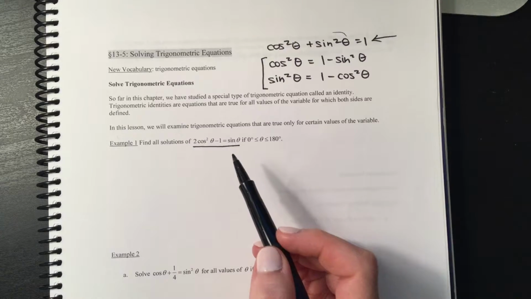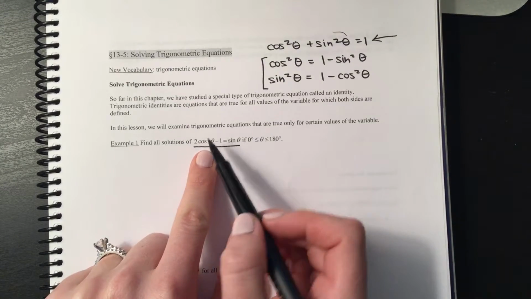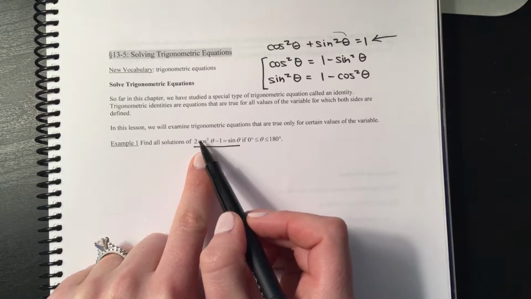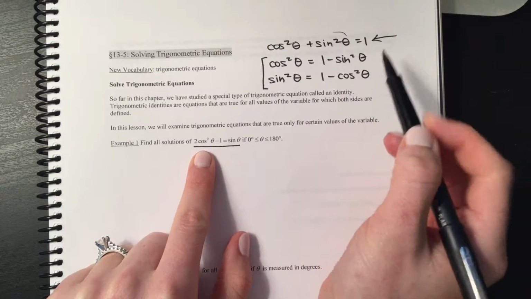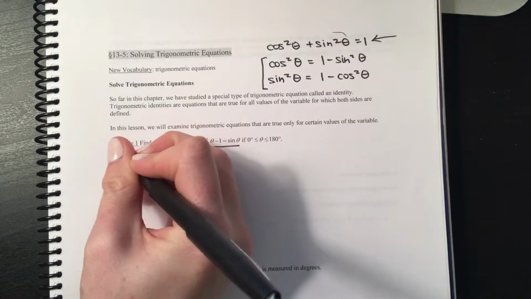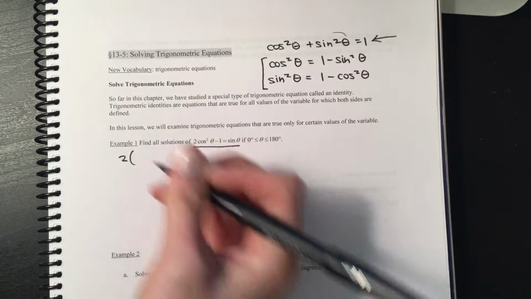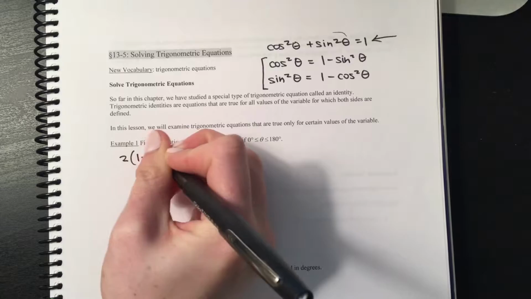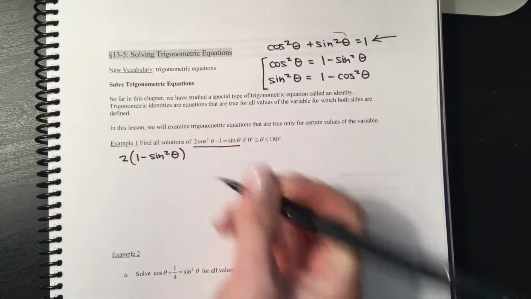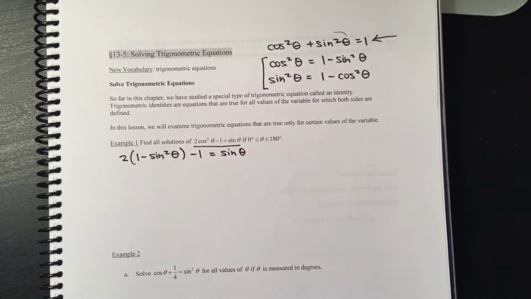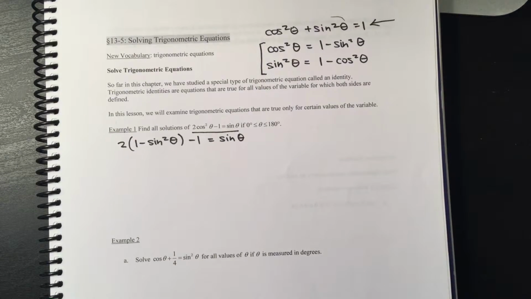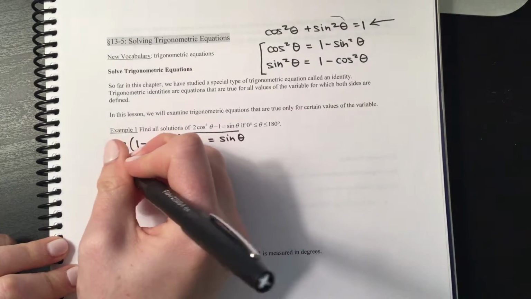So we need to do some sort of substitution. What we're going to do is substitute this cosine squared. We're going to replace it with this right here, 1 minus sine squared. So that's the first thing I'm going to do. So make a little substitution. The 2 stays there, and I replace cosine squared with 1 minus sine squared. Minus 1 equals sine of theta. So now everything's just in terms of sine. So that's like we got it in terms of just one variable, which is a good thing. So I'm going to start by distributing this 2.